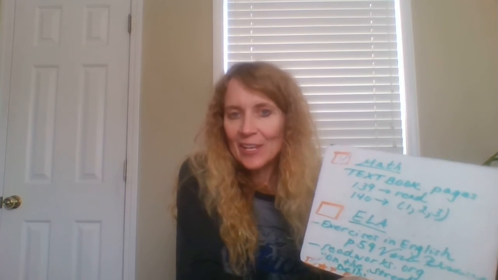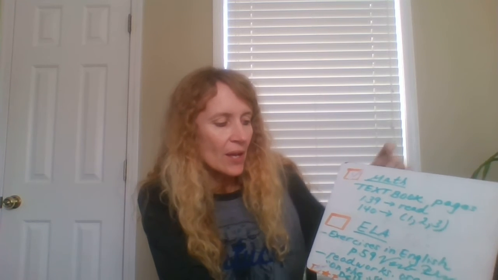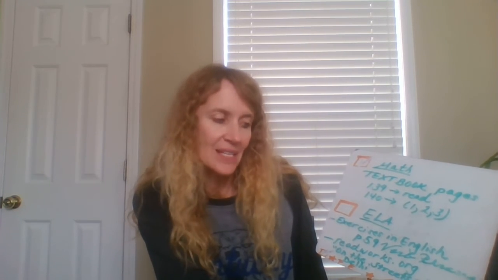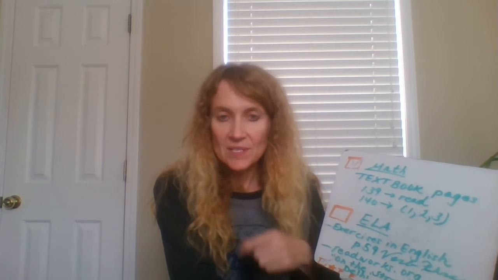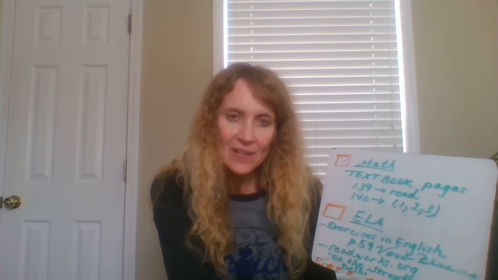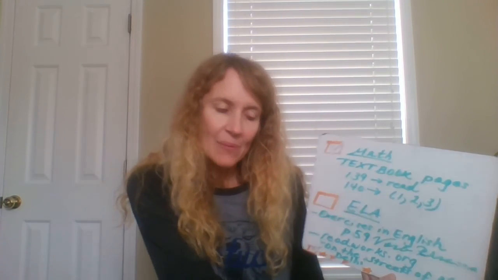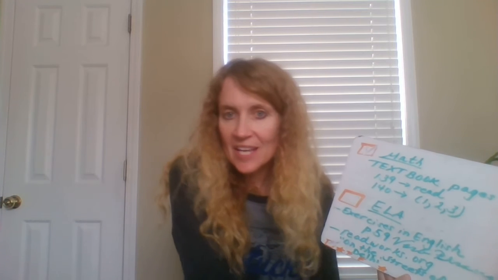And then finally, ELA. With ELA, you'll be working on your exercises in English workbook. You'll be doing page number 59, which is verb phrases. So verb phrases are just simply going to be your main verb coupled with the helping verb. So the helping verb typically precedes the main verb. And then also you'll be looking at a selection from ReadWorks about On the Streets of New Delhi.